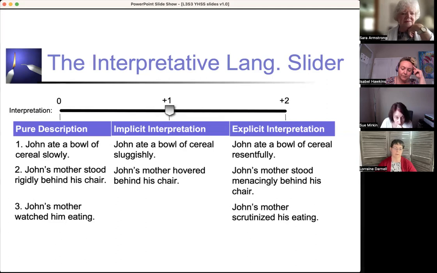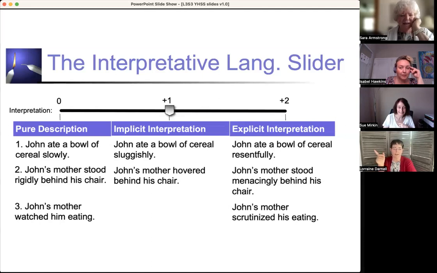Okay, so what would be right in the middle between John's mother watched him eating, your description, and John's mother scrutinized his eating, which is explicit interpretation? Lauren, you got something halfway? Go ahead. I'm not sure. Don't have to share. John's mother, oh boy, I forgot. It just left my mind. It's okay. If you remember again, either write it down.